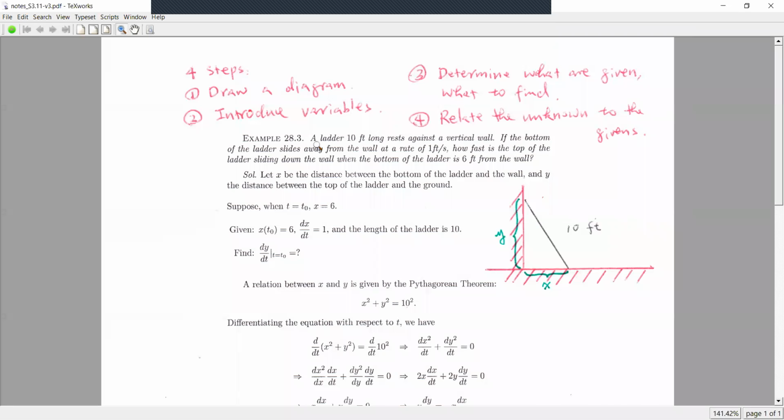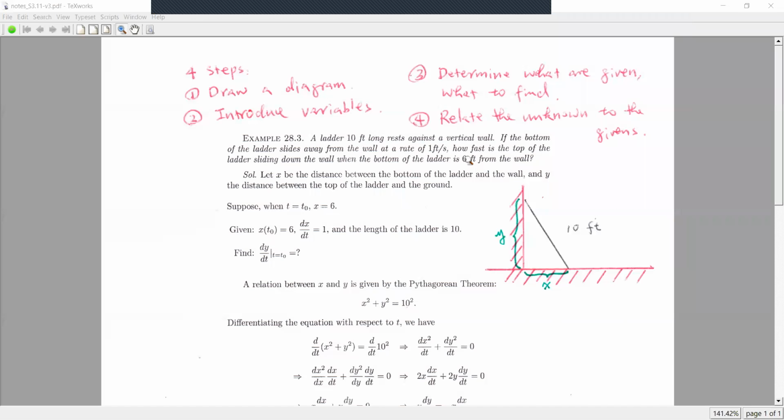Example 3. A ladder 10 feet long rests against a vertical wall. If the bottom of the ladder slides away from the wall at a rate of 1 foot per second, how fast is the top of the ladder sliding down the wall at the instant when the bottom of the ladder is 6 feet from the wall?